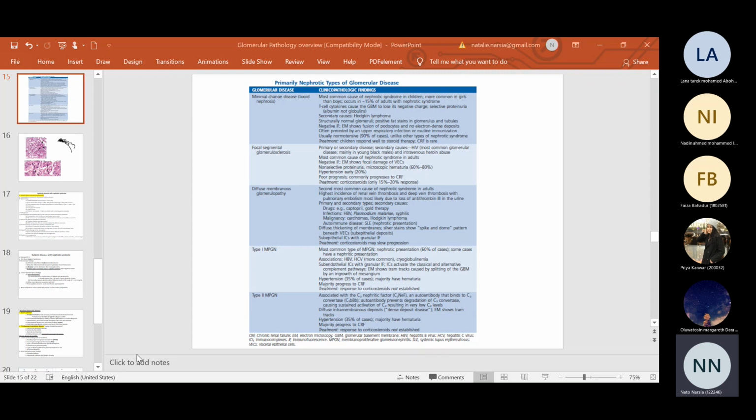And this type is more often associated with which pattern on electron microscopy? Tram tracks, okay? Tram tracks. So tram tracks, you know already what it means. Tram track, wherever you hear, that means proliferation of mesangial cells. And you know you have deposition, mesangial cells going through in the middle of the deposition, and it splits this deposit into two parts. So it gives the appearance of tram track. So that is type 1, association with hepatitis B and C.